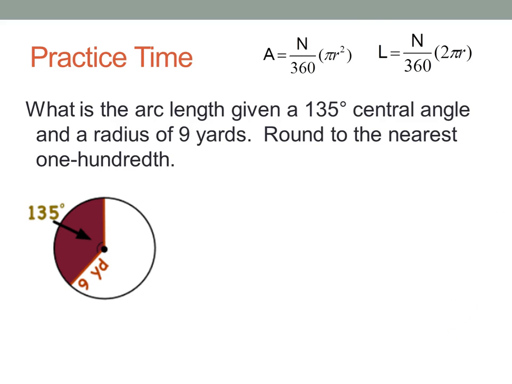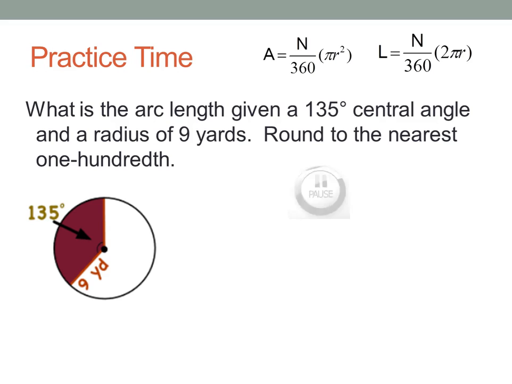So practice time. Notice I put those two equations up here for you to look at and you can use. So we need to figure out what is the arc length given a 135 degree central angle and a radius of 9 yards. And I want you to round to the nearest hundredth. So I'm going to give you a clue here on which formula we're going to use. I don't know if you saw that, but the L, or arc length, is shaking. We're going to use that one. I'm going to ask you to pause and see if you could figure it out, and then when you got it, come on back.